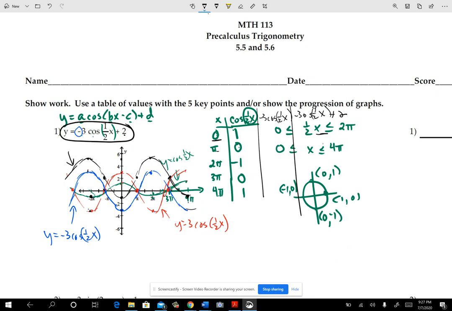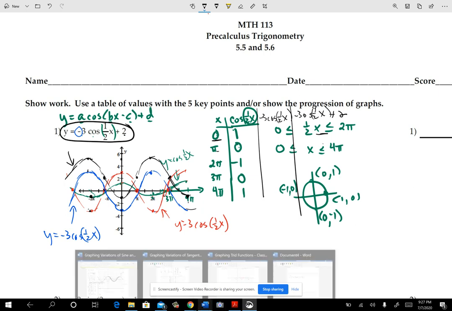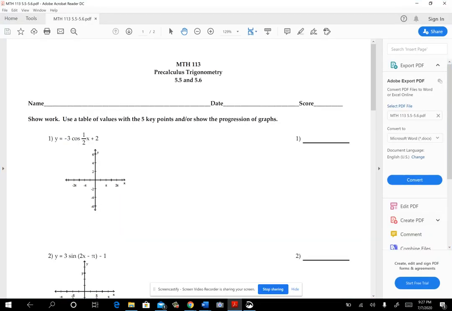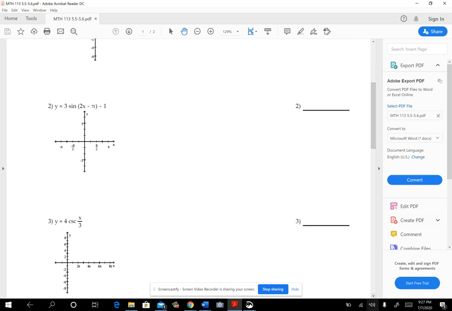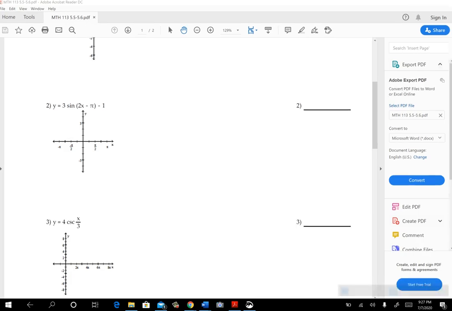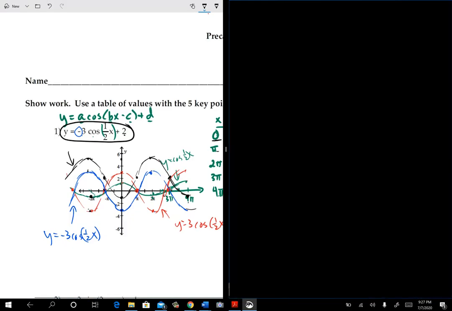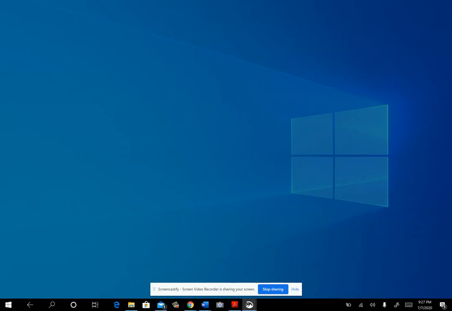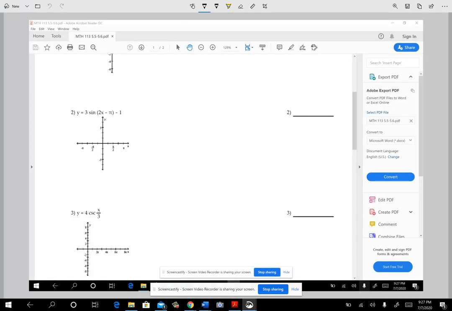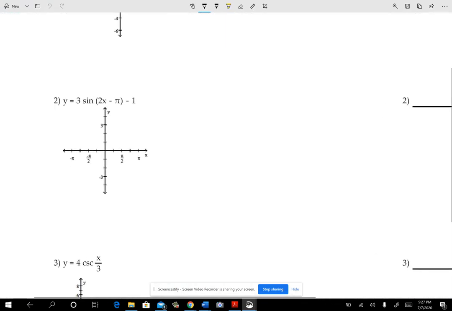All right. Let's go ahead back to the worksheet and let's do the second problem. Okay, let me blow it up just a little bit. So let's think about this.